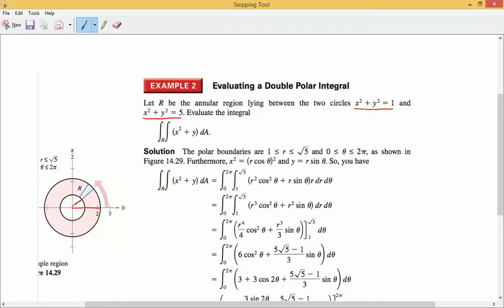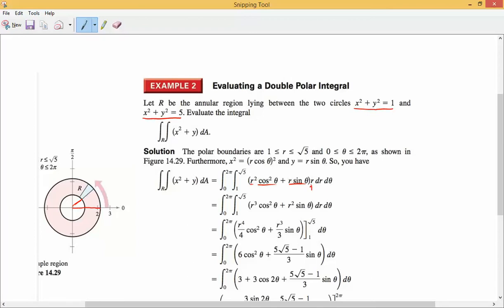And so since I have to change this over to polar, you simply put in r cosine theta for x and r sine theta for y. So if I put that in right here, you'd have to square it. Does everybody see that? That's why we have r squared cosine squared. Because if you plug in r cosine theta, you have to square it. Then we have r sine theta that we plug in for the y.